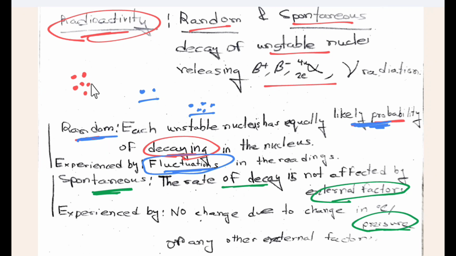Random means that you cannot tell specifically which nucleus would decay, because each unstable nucleus has equal probability of decaying, and at a time different numbers of nuclei would decay, so a fluctuation in reading occurs. And spontaneous means that the decay that occurs is not affected by temperature or pressure.